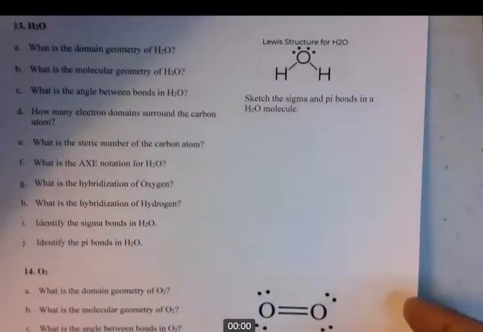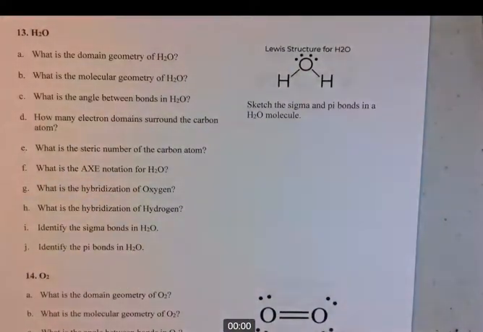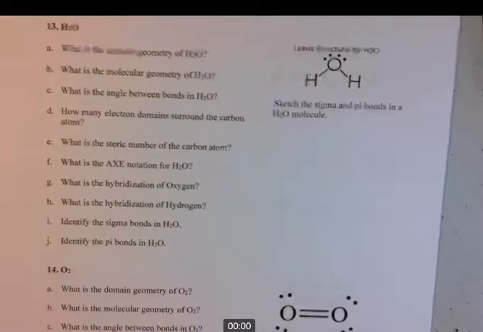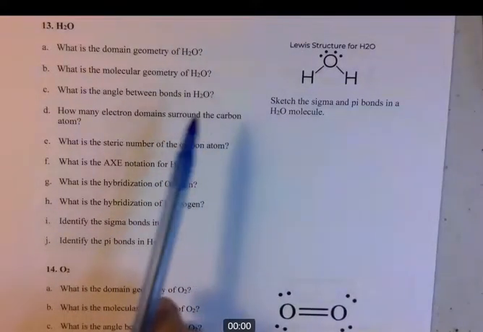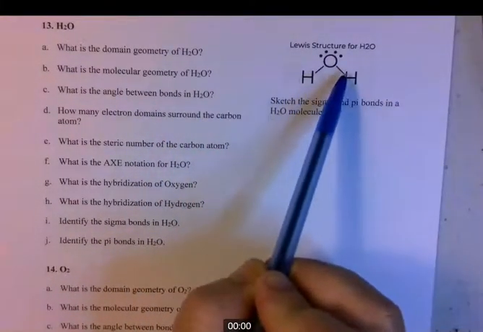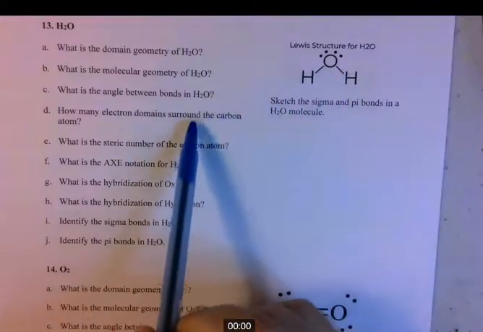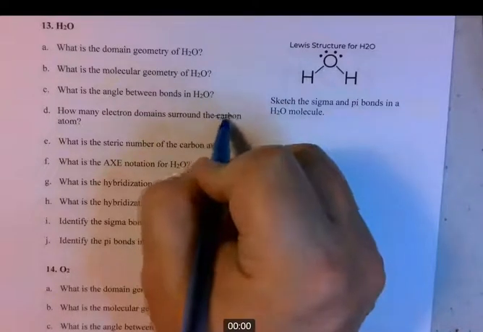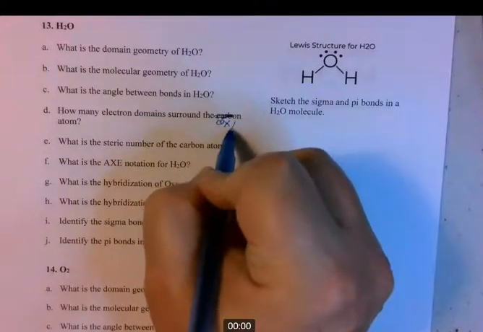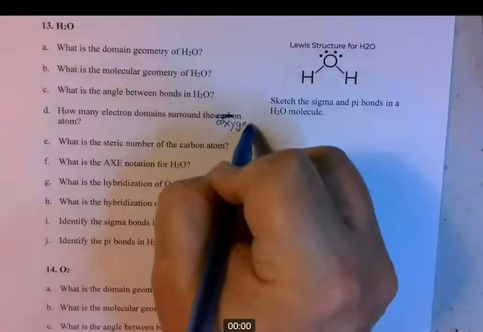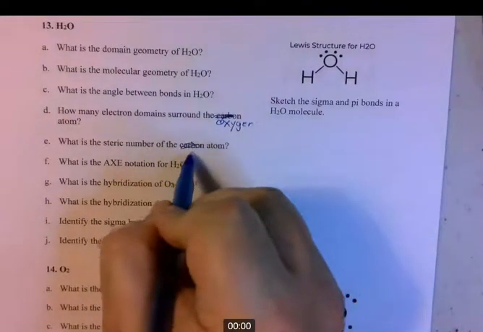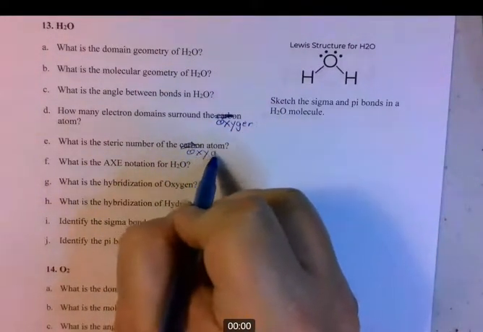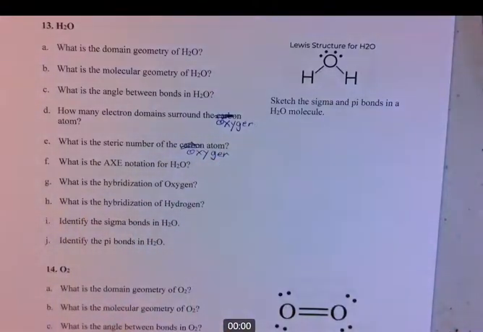Okay, so next one is water. Okay, so water. How many electron domains? So 1, 2 for the oxygen we're talking about. How many electron domains surround the carbon? I didn't change that. Shoot. I'm going to change that to oxygen. I'll be sure before I print these I change them on your copy. And oxygen. This is my draft copy.